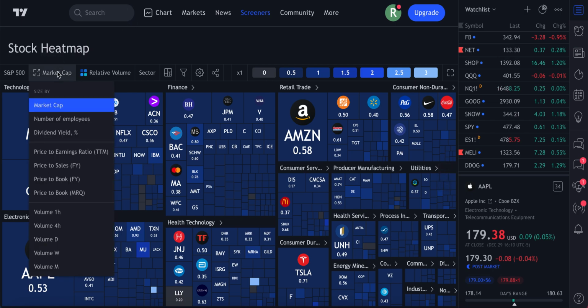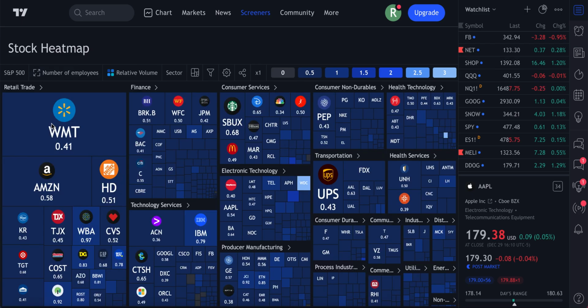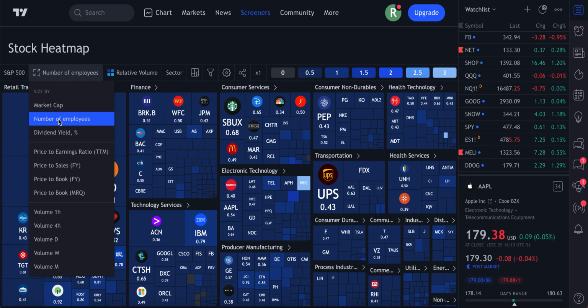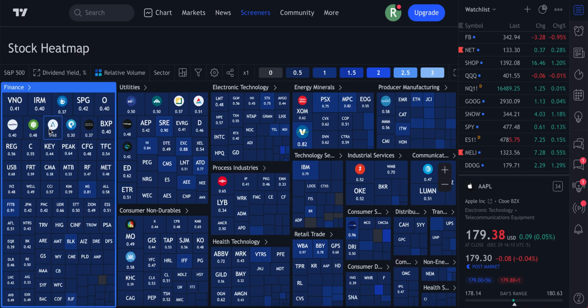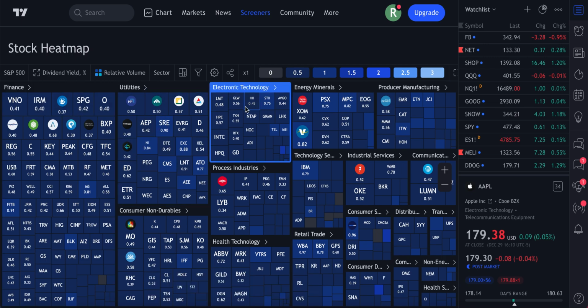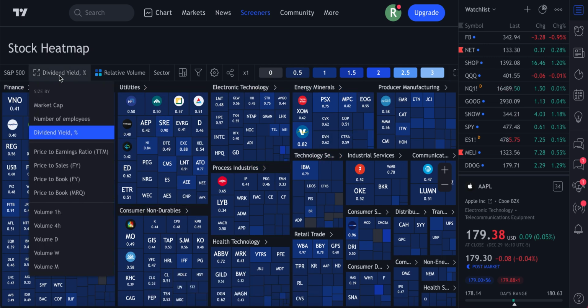And now you have size by market cap. You can do even number of employees, where Walmart is the biggest. That's pretty cool, right? But it's not really going to matter in terms of trading, but I usually leave it. You can also have dividend. If somebody's interested in dividend, then maybe you can look into, hey, this VNO, or SPG, right? There's a lot of names, so you can actually do that.